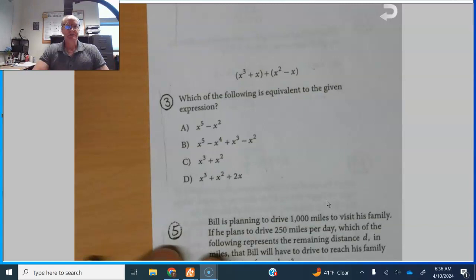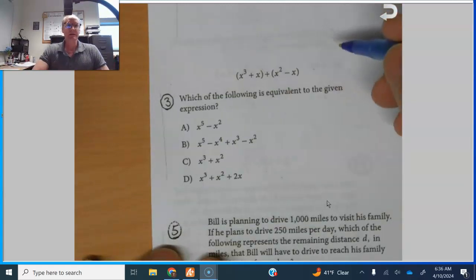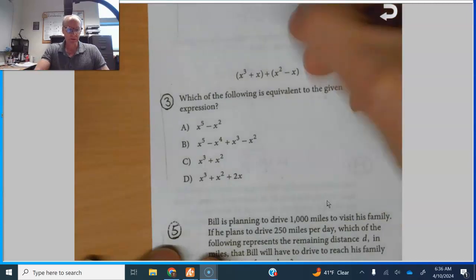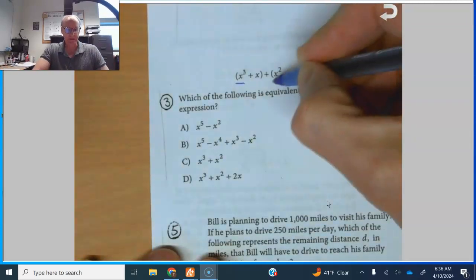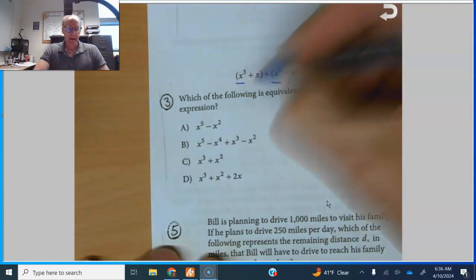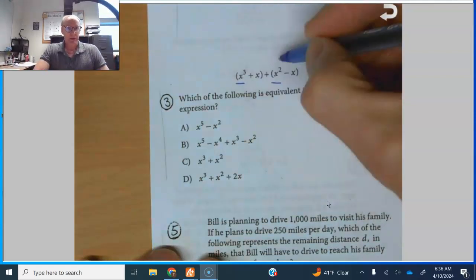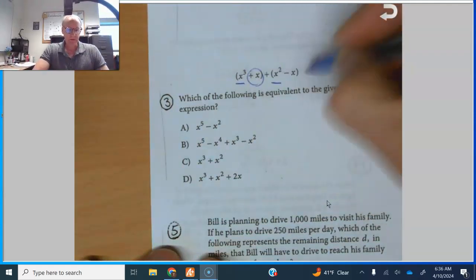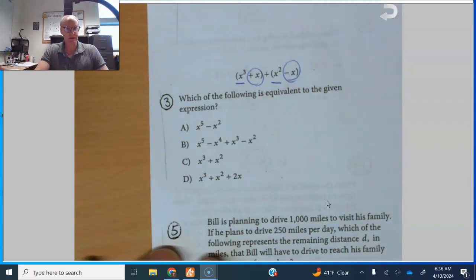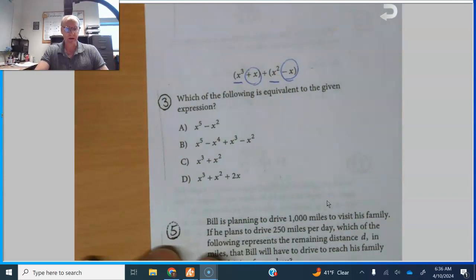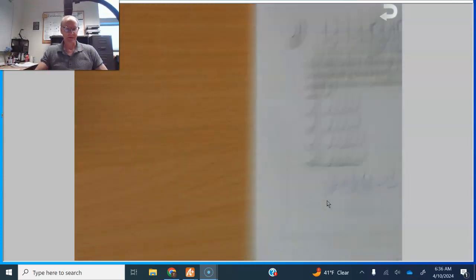All right. It says, which one of these is equivalent? Well, we're adding like terms, and you can't add x cubed with x squareds, and you have to keep them separate. But we have an x, and we have a minus x, and when you add those together, you get 0. So the only thing left is pretty clear. Hopefully that one makes sense. I'm kind of out of order, sorry.